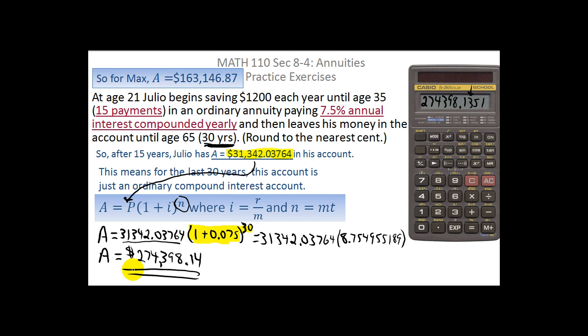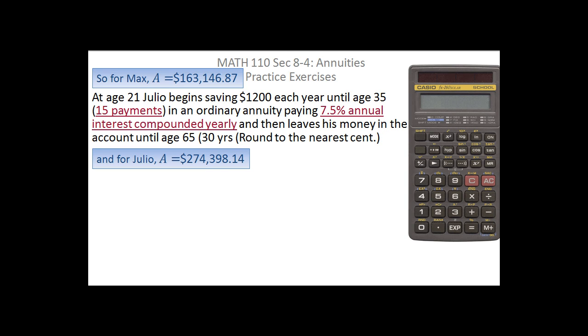So Julio's situation was more complicated. He put some money in for 15 years, putting in a periodic payment, making that an annuity. We figured out how much he made in those 15 years, and then the amount that came out of that annuity went right back into a regular account with no periodic payments. So it was just a regular compounding account, and that went for another 30 years. And at the end of those total of 45 years, Julio had $274,398.14.